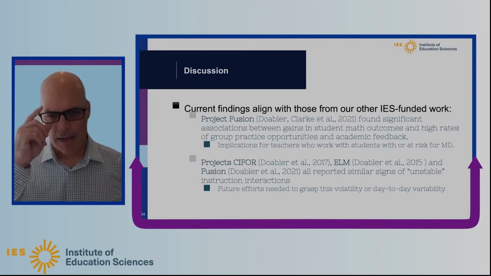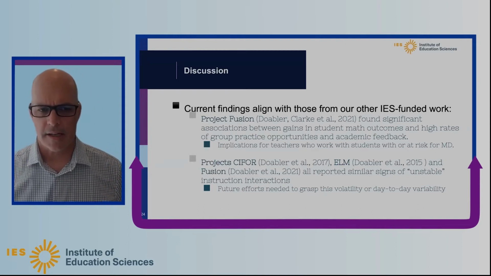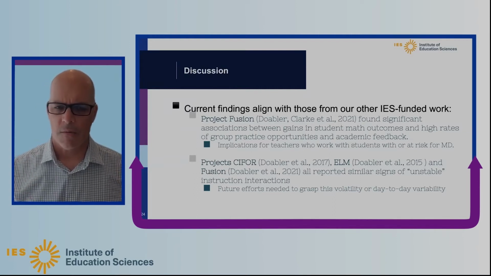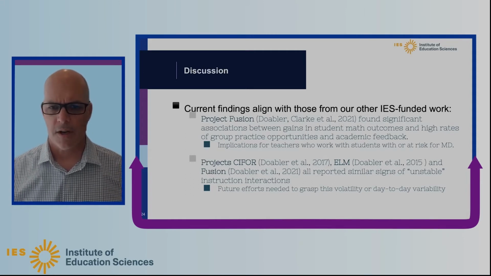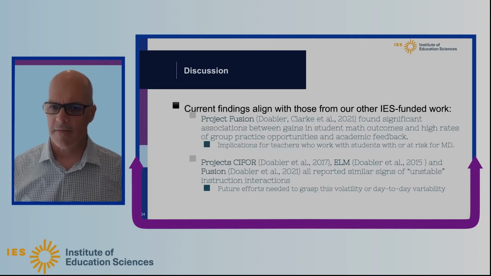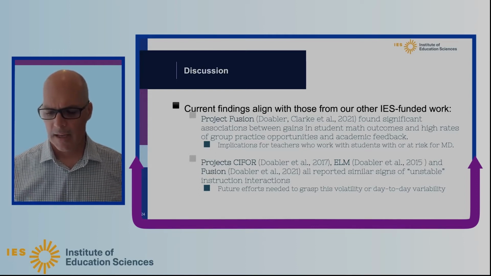We also found similar unstable, if you will, instructional interactions in other projects that we've examined, direct observation data collected within our efficacy trials. For example, Project Cypher, which was the Goal 1 project mentioned earlier, as well as Projects ELM and Fusion. They are both IES-funded efficacy trials. And so we're seeing this instability or day-to-day variability of these behaviors that we're capturing primarily through the COST-EM measure. And so we have some hypotheses as to why that's going on, and we can share that in the meeting as well.